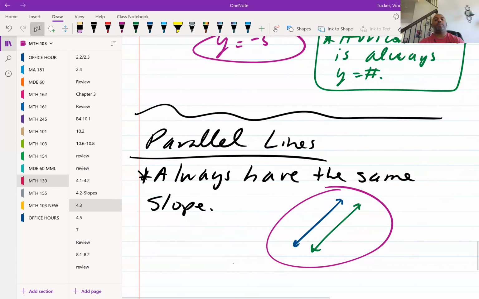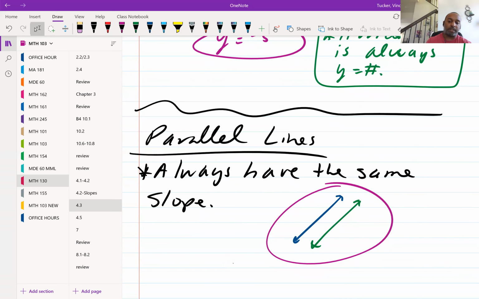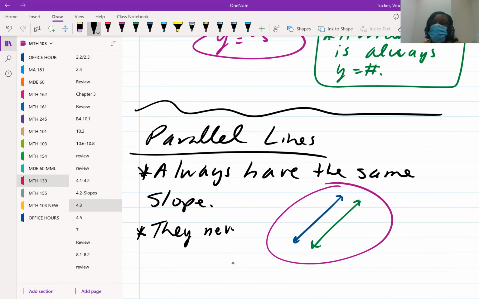All right, so parallel lines will always have the same slope. They always have the same incline because they never cross, never touch. I'm sorry, I'm at the school in the student library, so I couldn't hear. That's all good.